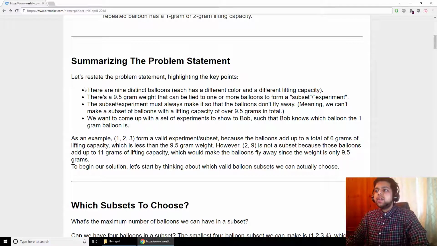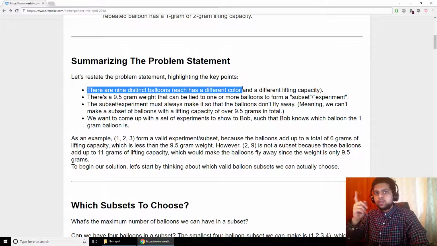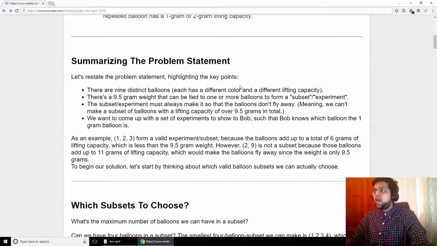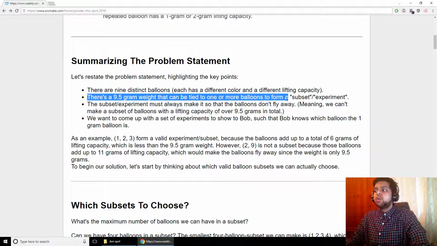So there are 9 distinct balloons, and each balloon has a different color, which means you can visually see which balloon is which. And each balloon has a different lifting capacity, which means it can lift a certain amount of weight. There is a 9.5 gram weight that we have that can be tied to one or more balloons, which will form a subset or an experiment. We'll use those words interchangeably.